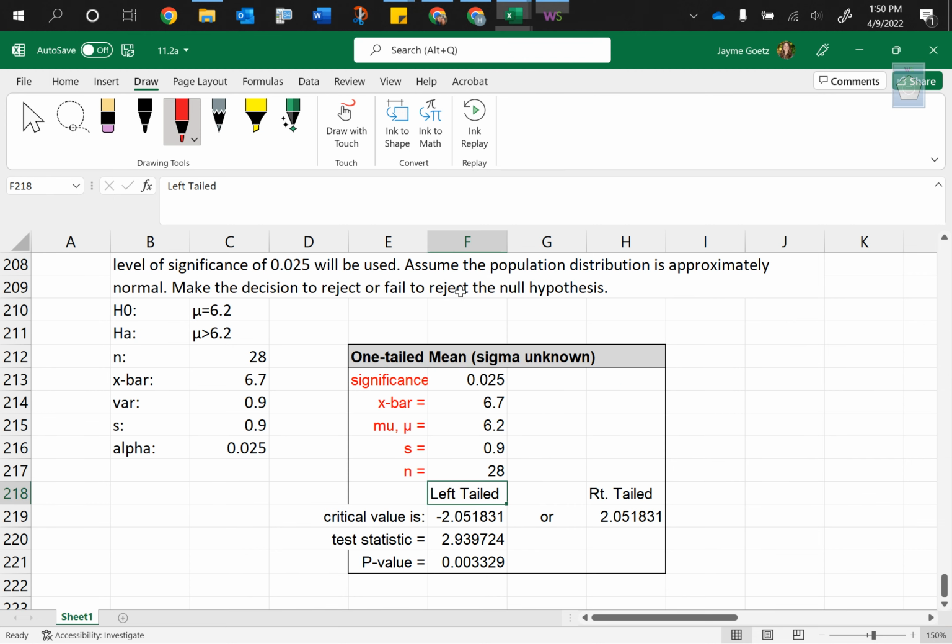Okay, so I have all the information put in, and I even went ahead and got the template and put that all into it. And you'll notice this is going to be a one-tailed mean with sigma unknown. So when I put that all in, I got my critical values, my test statistic, my p-value. I'm going to use the p-value method here. I got 0.003, where my significance level is 0.025. Here, 0.003 is less than 0.025. So if p is low, the null must go. That means we have to reject the null hypothesis.